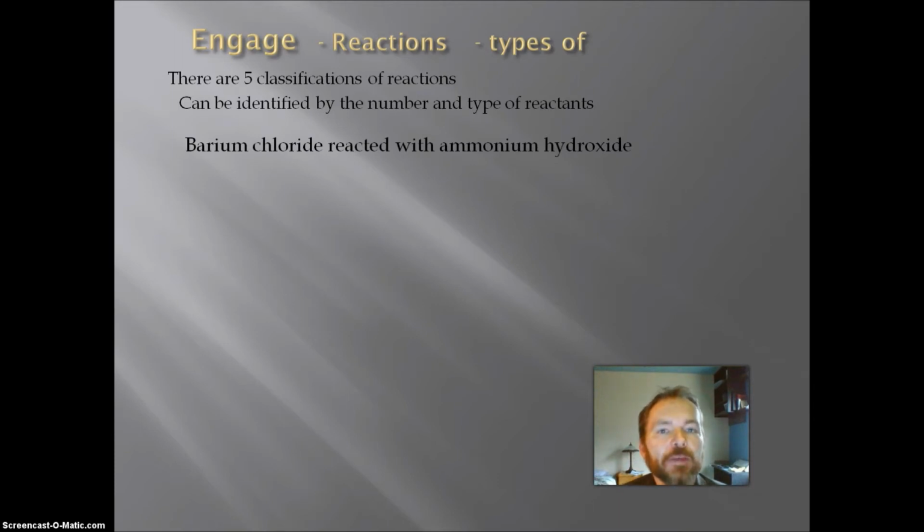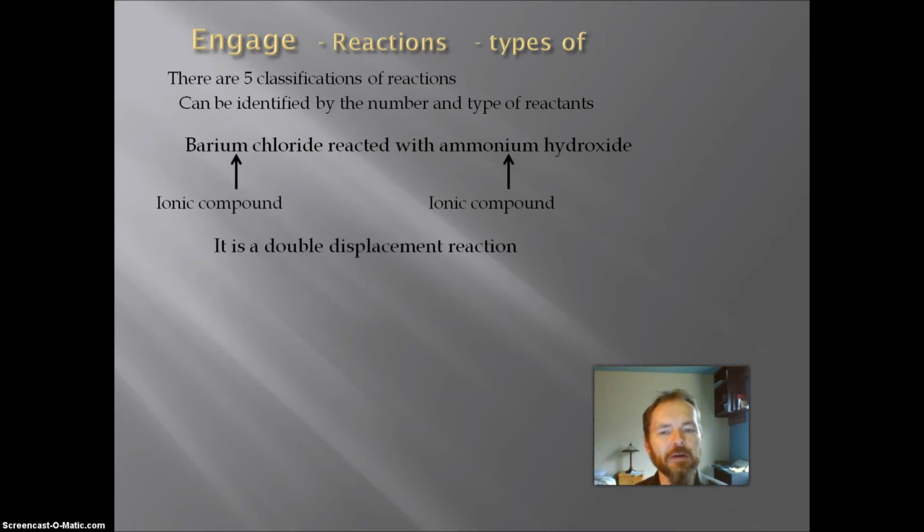Sometimes you'll just be given the reactants in word form. We are reacting barium chloride with ammonium hydroxide. If you get a setup like this, you want to look at the chemicals, and the first one, barium chloride, is an ionic compound. The second one, ammonium hydroxide, is also an ionic compound. And from the previous page, if we have 2 ionic compounds, that means it is a double displacement reaction.